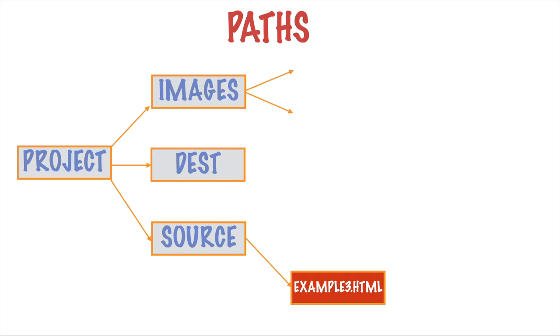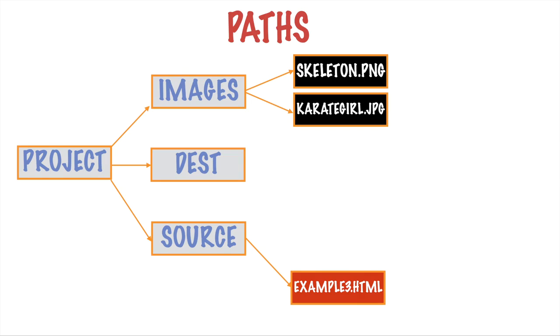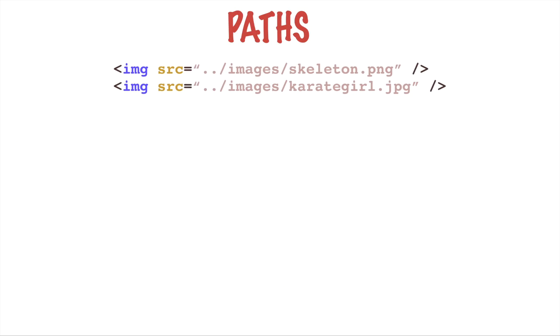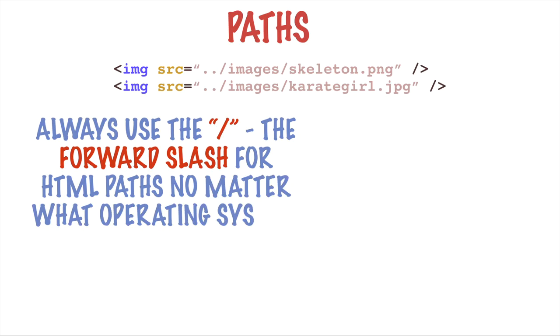Well, now how would you go about accessing the image files which are inside the images directory? That shouldn't be too hard. Recall that we have two image files, one corresponding to the skeleton, that's skeleton.png, and the other corresponding to the girl performing martial arts, that's called karategirl.jpg. We'll specify these using the image tags. Again, the image tags have a source attribute. This source attribute again is a path, a relative path, just like the href attribute in the a tag. And these relative paths would now include the .. operator to go one level up. Then they would use the forward slash followed by the name of the images directory, followed by another forward slash, and lastly the name of the image.